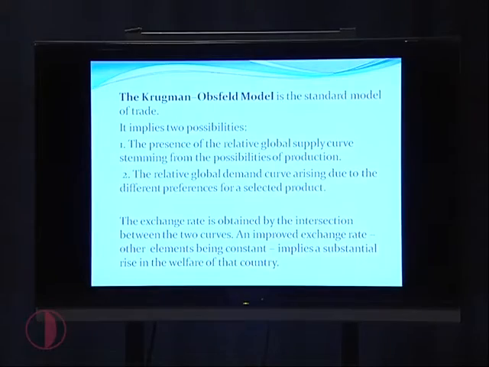So the third model, the Krugman-Obstfeld model, is the standard model of trade, and it implies two possibilities: the presence of the relative global supply curve stemming from the possibilities of production, and the relative global demand curve arising due to the different preferences for a selected product. The exchange rate is obtained by the intersection between the two curves. An improved exchange rate, all the elements being constant, implies a substantial rise in the welfare of that country.